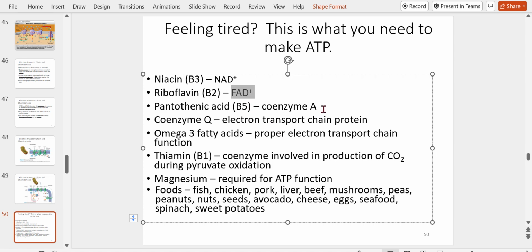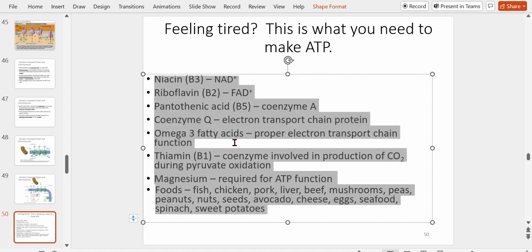Pantothenic acid, that's B5, there's your coenzyme A. Coenzyme Q, that's an electron transport chain protein. Omega-3 fatty acids, proper electron transport chain function as well, that's brain. Your brain is fat. You need fat. Thiamine, vitamin B1, a coenzyme involved in production of CO2 during pyruvate oxidation. That should actually mean something now. Magnesium required for ATP function. Fish, chicken, pork, liver, beef, mushrooms, peas, all protein and healthy good stuff. It's all high in this stuff here.